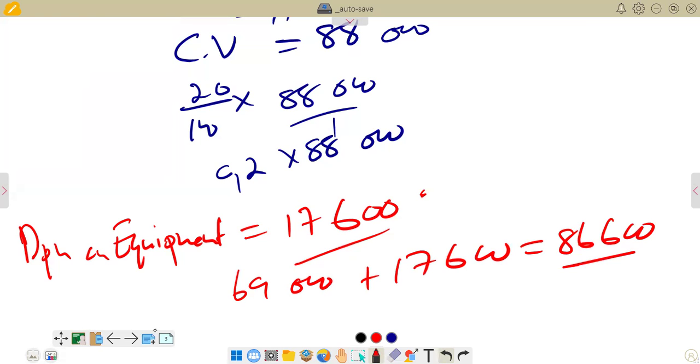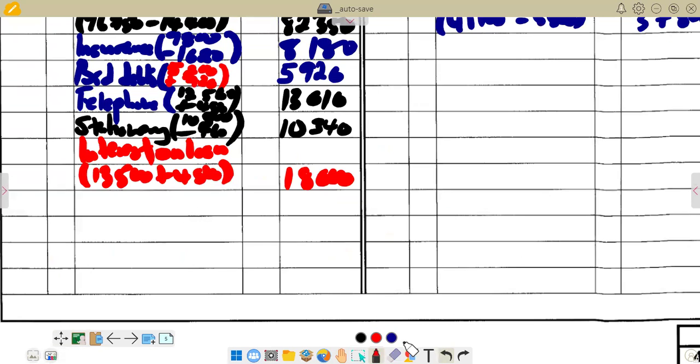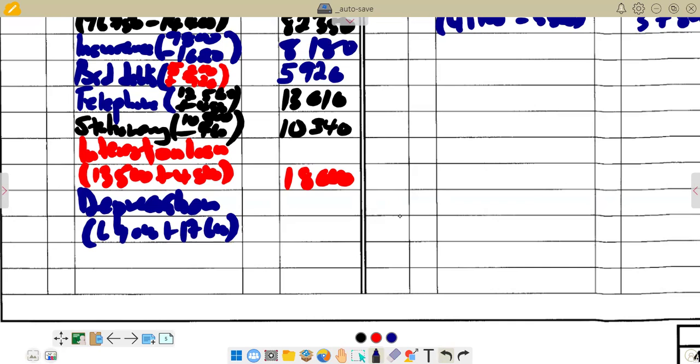So we go there and summarize that. We are saying now depreciation, whereby we have in brackets 69,000, and then we add 17,600. The answer that we are supposed to get is 86,600. Right, so this is what we have in terms of depreciation. We put interest on loan.